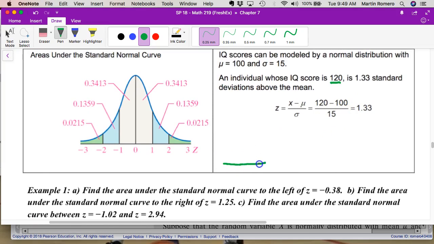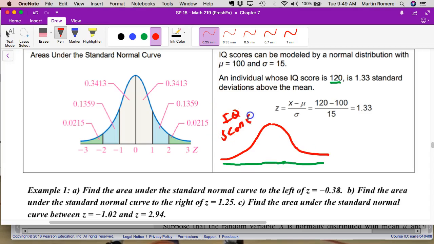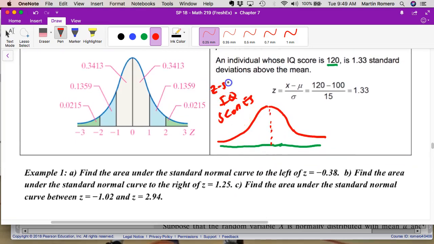So what that means, again, is if we had some curve like this, here's the normal curve. This would be an example of IQ scores, the relative frequency of people and their IQ scores. We would know the middle. These are the z-scores for IQs. If these were the z-scores for IQ scores, we would know the mean is 0, the standard deviation equals 1, and this person would be somewhere over here, at a z value of 1.33.